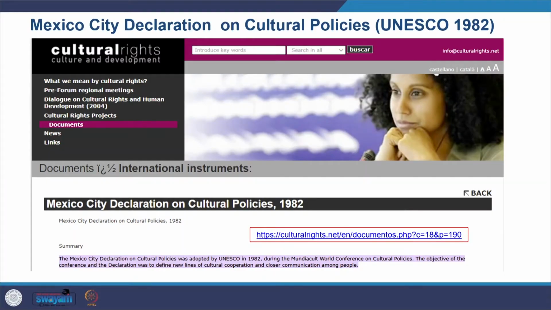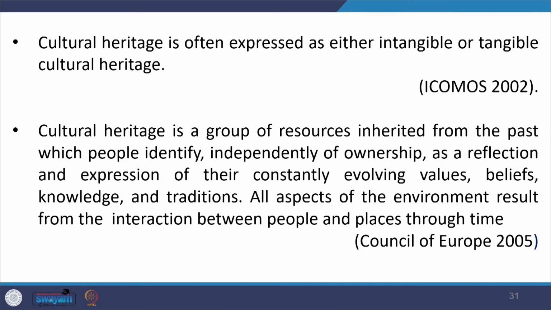Here you can also see that UNESCO gives a description of cultural heritage. What all things cultural heritage includes: the work of artists, architects, musicians, writers, and so on. Then you can also see the cultural heritage definition given by ICOMOS, where cultural heritage is seen as an expression of ways of living developed by a community and passed on from generation to generation. And then the definition by the Council of Europe, which gives cultural heritage as a group of resources inherited from the past, which people identify independently of ownership as a reflection and expression of their constantly evolving values, faith, belief, knowledge, and traditions. So there is a range of definitions you can look at.